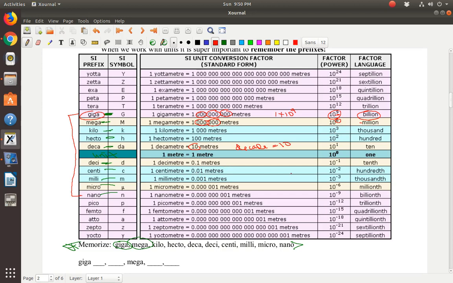Deci means 10 to the minus 1, or 1/10. I always think about it as 1/10, which is 10 to the minus 1. Centi is 1/100th, or 10 to the minus 2. And think about centi like there's 100 cents in a dollar. So a centi is 100th. It takes 100 pennies to make $1. Milli is a 1,000th, or 10 to the minus 3. Micro is 1/1,000,000th, or 10 to the minus 6, and nano is 1/1,000,000,000th.